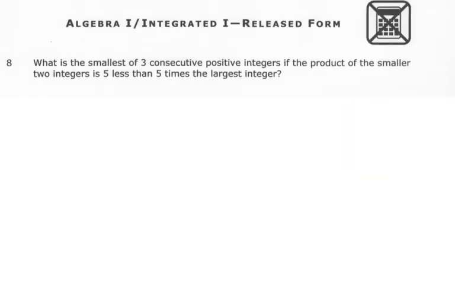Okay, number 8 says, what is the smallest of 3 consecutive positive integers if the product of the smaller 2 integers is 5 less than 5 times the largest integer? So I'm just underlining some key words here. Consecutive means in a row or right next to each other. Product means multiply. Is means equals. Less than means we're subtracting from something. And then of course times means multiply.